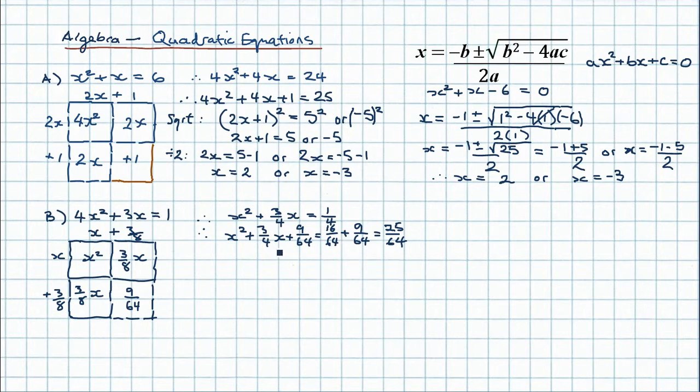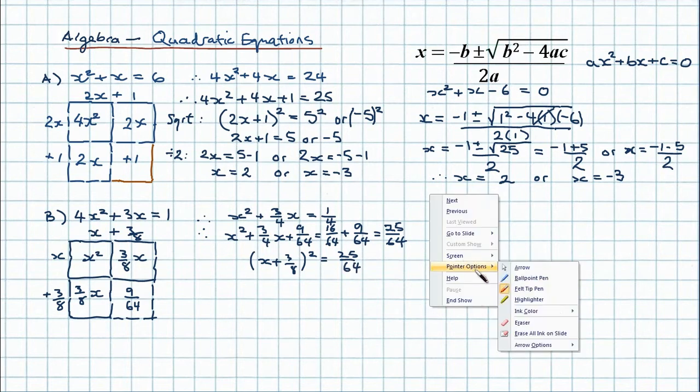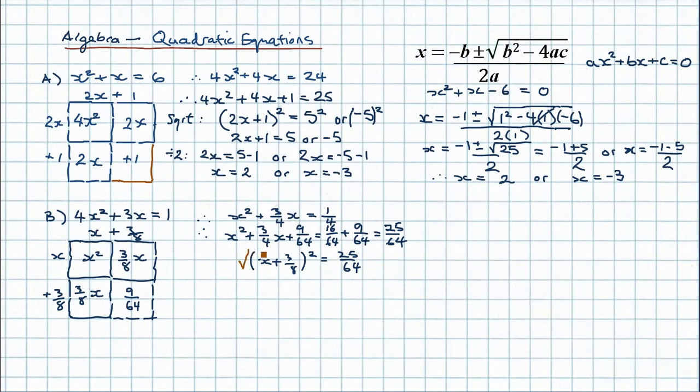Okay, what do we do now? We've got x plus 3/8, so we've done the difficult bit really. What we're going to do is the square rooting bit now. x plus 3/8 squared equals 25/64. Well, the square root of that is just going to be 5/8. But again, we've got to remember, let's just put in a square root sign, that every time we square root a number, like that, we're going to get a positive and a negative solution.